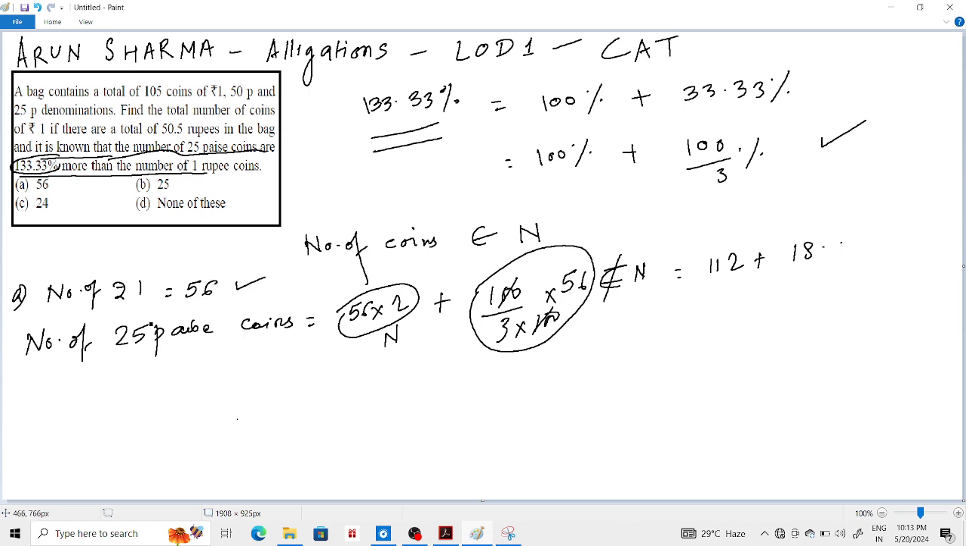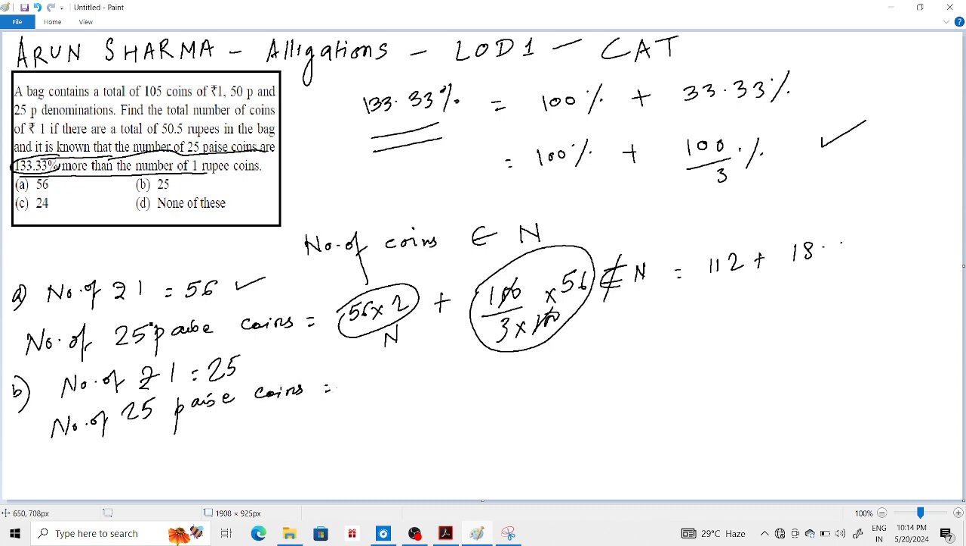But number of 25 paise coins cannot be in decimal point. It has to be a natural number because number of coins it is. So that means option number A is not the right answer. So we will go for option number B. In option number B, it says that number of rupee 1 coin is 25. We are choosing this option. If this is our choice, then let us find what is the number of 25 paise coins.